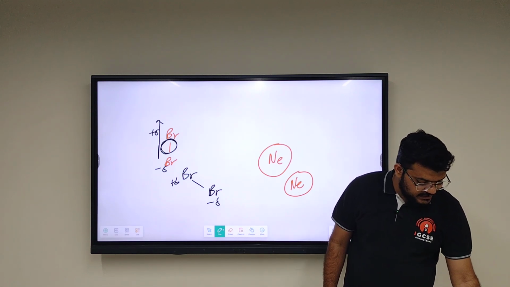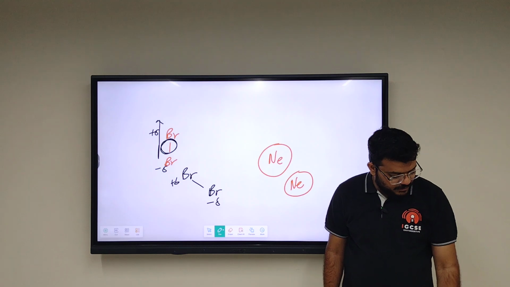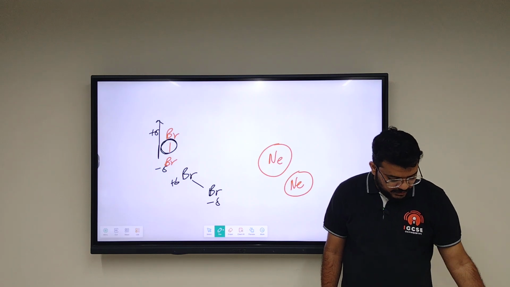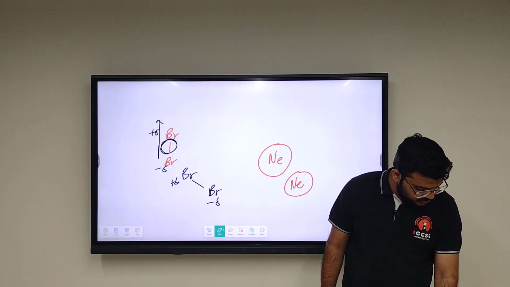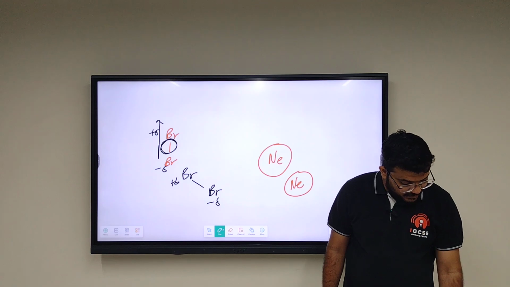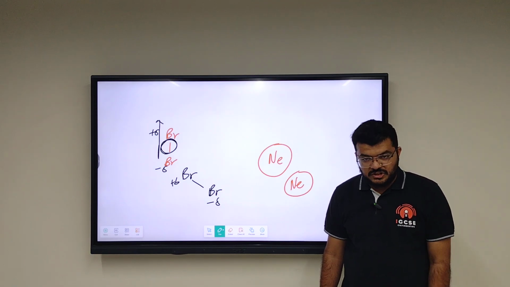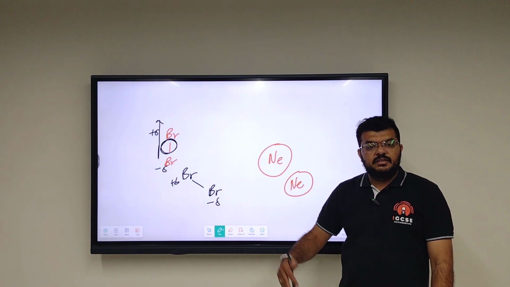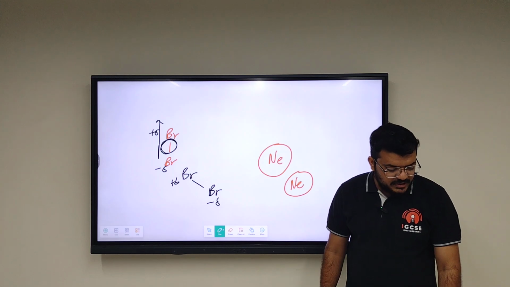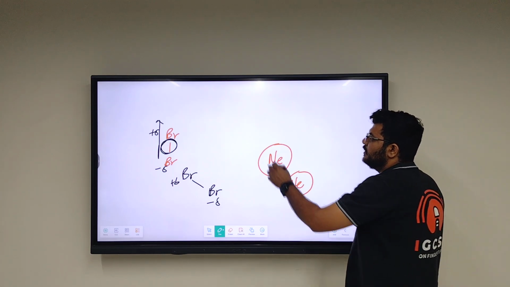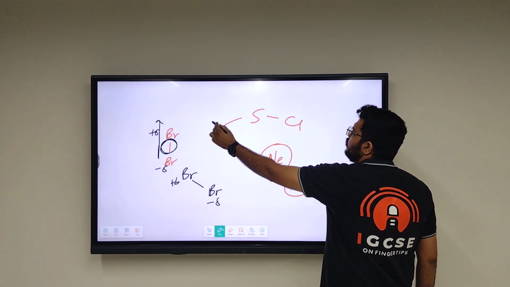Now we have VSEPR theory. I am completely skipping dot and cross diagrams. If you don't know dot and cross diagrams, all the best for your course. We have VSEPR, valence shell electron pair repulsion theory. What does this tell us? It tells us what will be the shape of this SCl2.